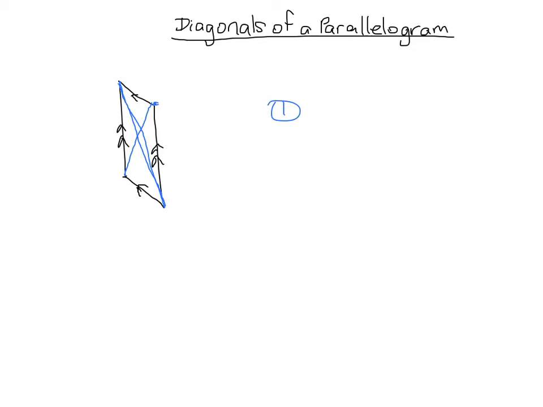The first thing that we need to know about our diagonals is that they bisect each other. What do I mean by that? I just mean that each diagonal, let me write this first, each diagonal cuts the other diagonal in half. So here, that side should be equal to that side, and this side here should be equal to that side. So that's the first thing we need to know about our diagonals.